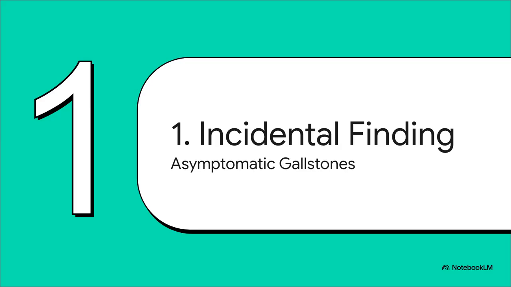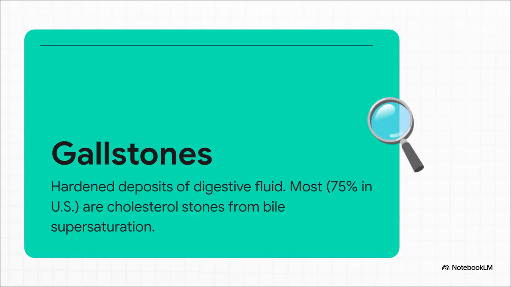All right, first up, the most common scenario you'll encounter by a long shot. You find a gallstone in a patient who has zero symptoms. This is your bread and butter stuff in medicine and surgery. So what are we actually looking at here? Well, gallstones are basically hardened little rocks of digestive fluid. Here in the US, about 3/4 of them are cholesterol stones, which form when the bile just has too much cholesterol in it. The other kind, pigment stones, are less common, and you usually see them in patients with other issues like cirrhosis or certain blood disorders.